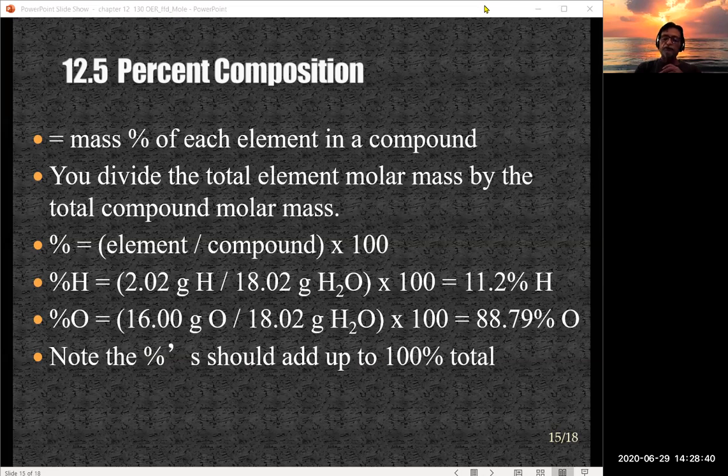We do the same for oxygen. So that's 16 divided by 18.02. Multiply that by 100, we get 88.79% oxygen. So in a molecule of water, there is 11.2% hydrogen and 88.79% oxygen. That percentage should add up to be 100 if you did the math properly, and if you counted the number of elements properly, you should add up to 100%.